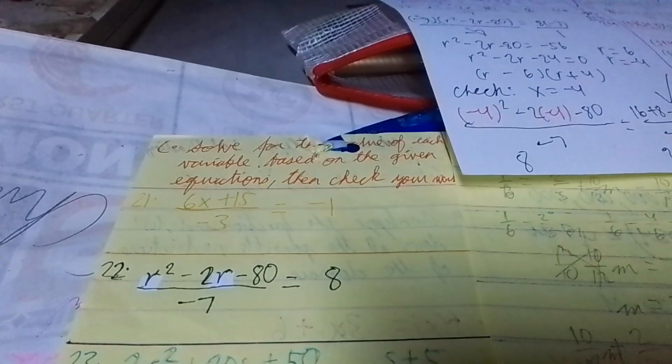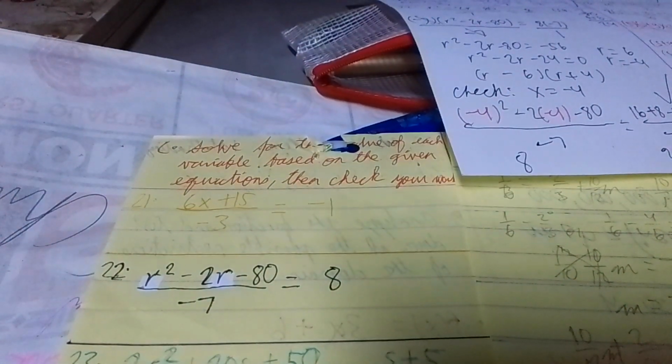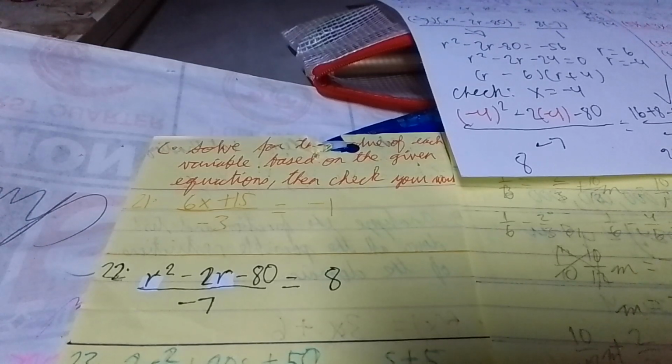Next, number 2. For this problem, we have r squared minus 2r minus 80 all divided by negative 7 is equivalent to positive 8. Can you solve for the answer? Yes, you can. There are 2 ways on how you can solve it: either you apply the LCD or you apply algebra. Actually, to me, I would rather apply algebra.